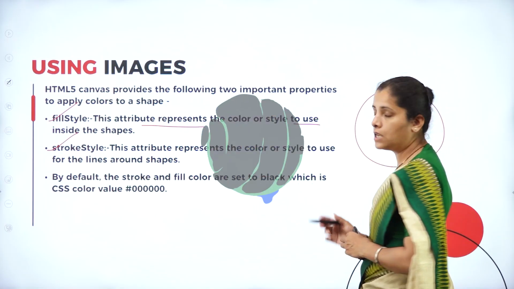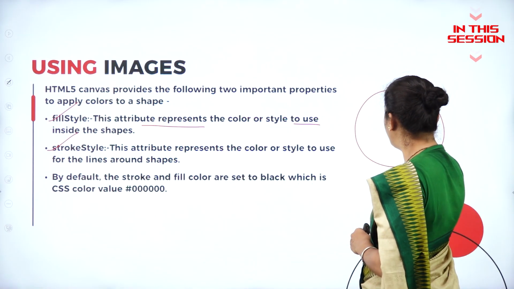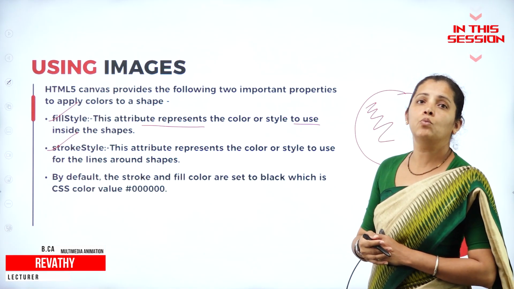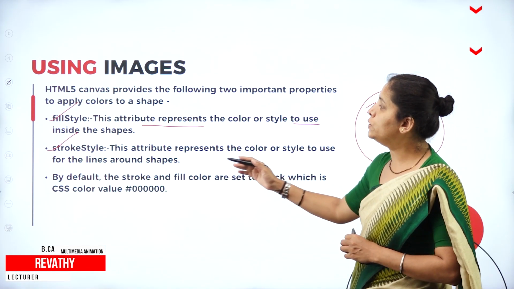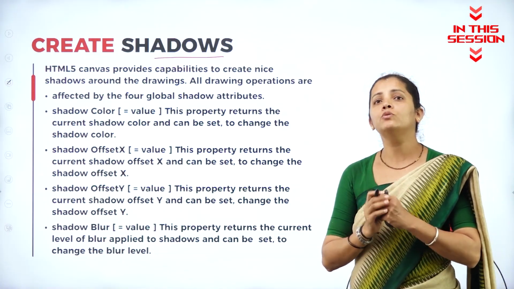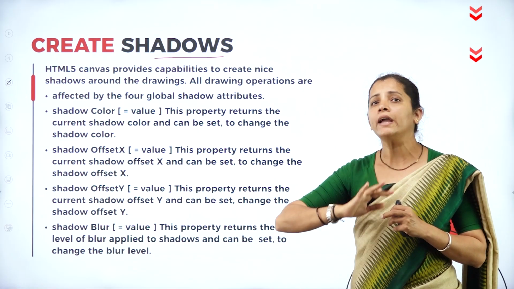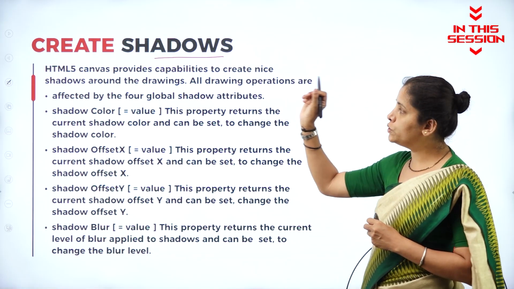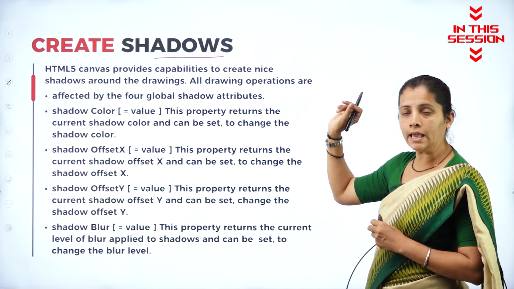I have a circle. If I want to fill the circle with the color red, then what will I do? I'm going to call the method fillStyle. Suppose I want to create a shadow of any object or element, then I'm going to use shadow in my canvas.